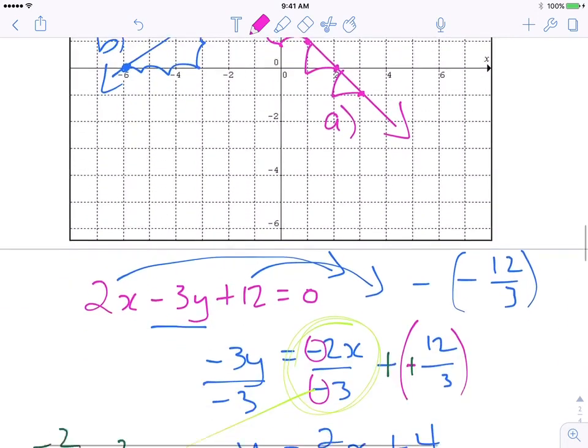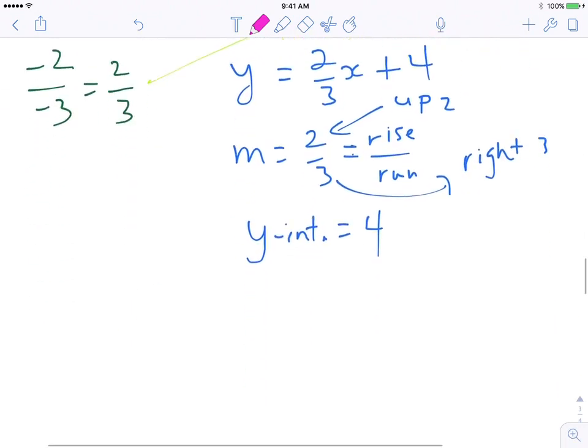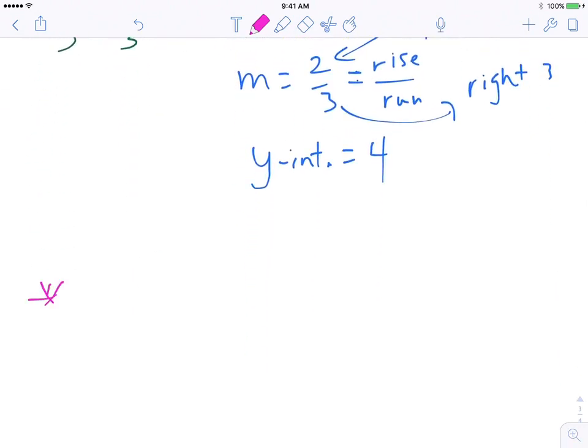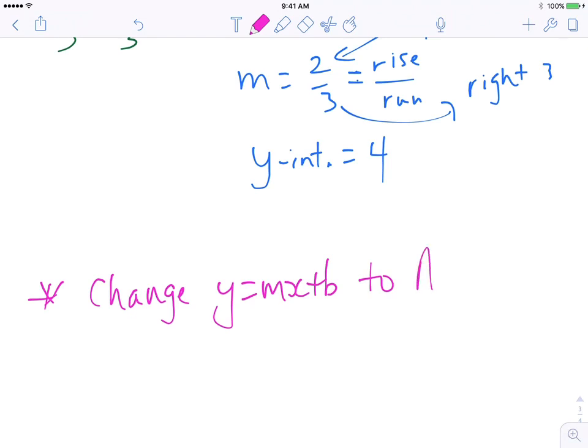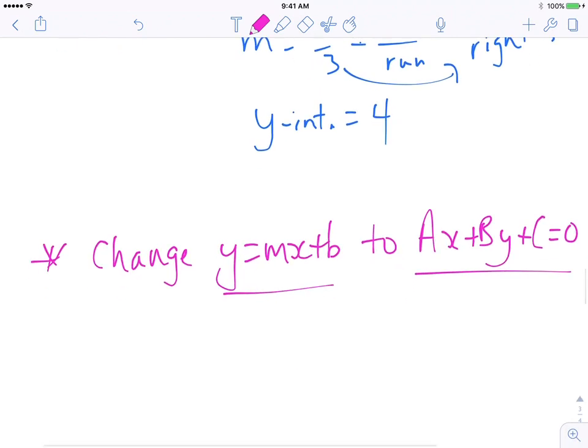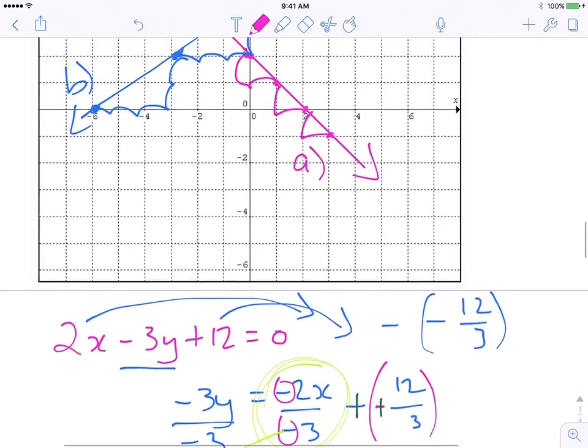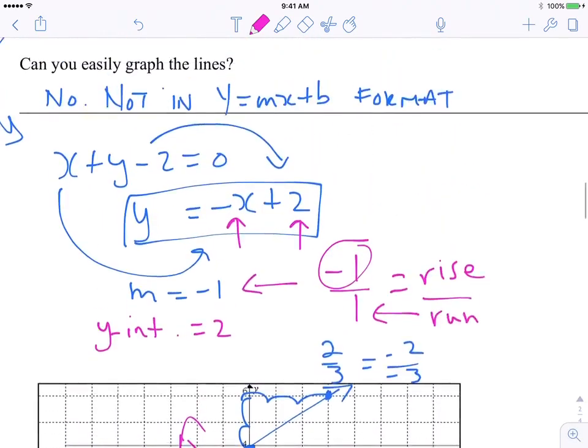Okay, and that's it. In sum, we've learned how to change y equal mx plus b to ax plus by plus c equals 0, so from slope-intercept form to standard form. And we learned how to graph by converting to y equal mx plus b format.